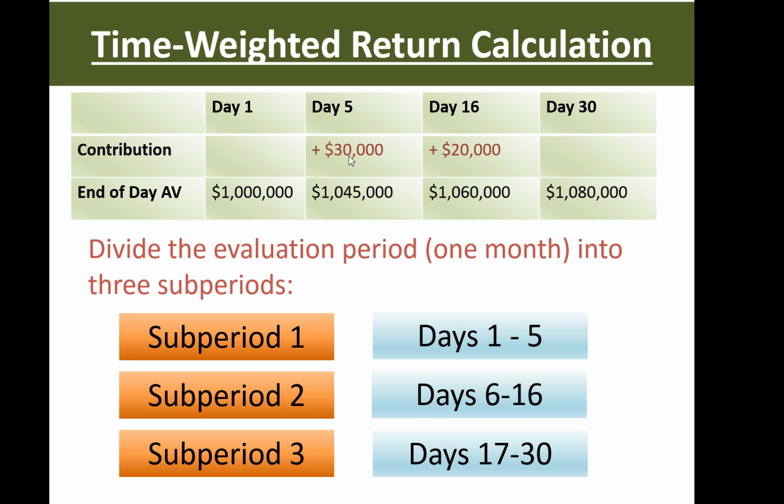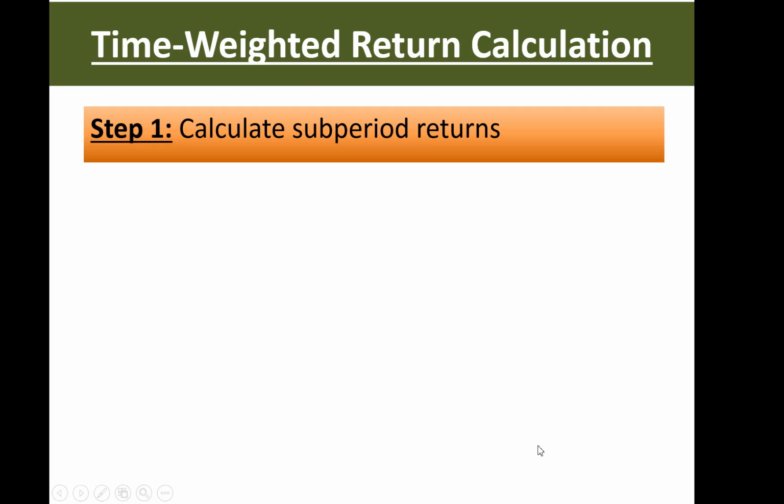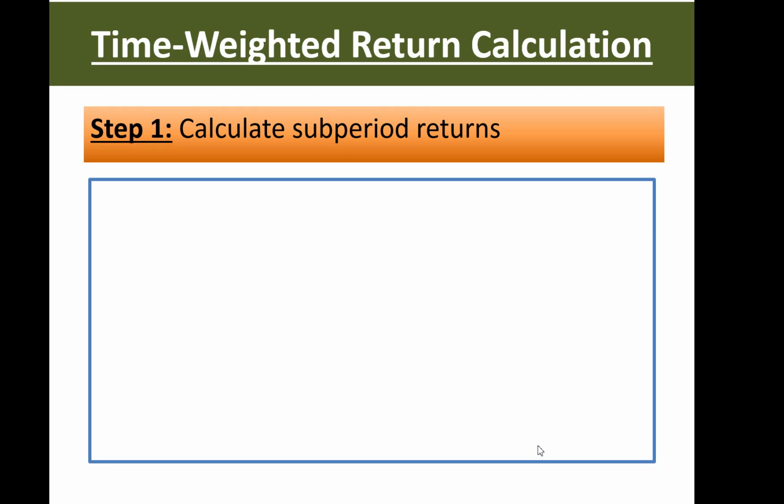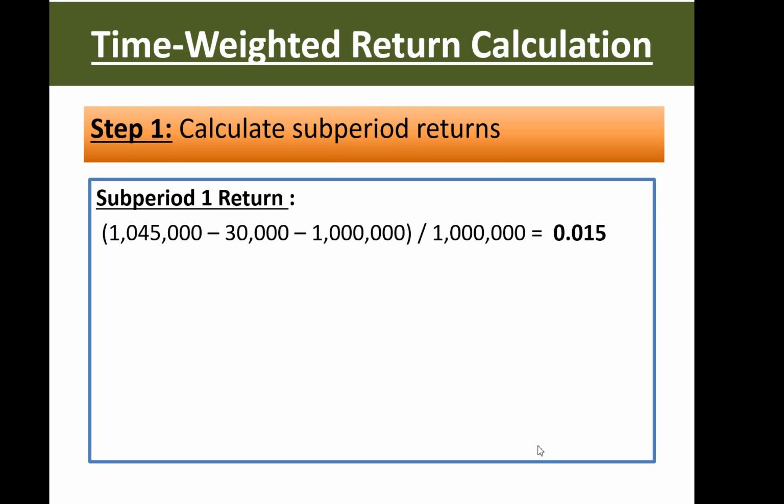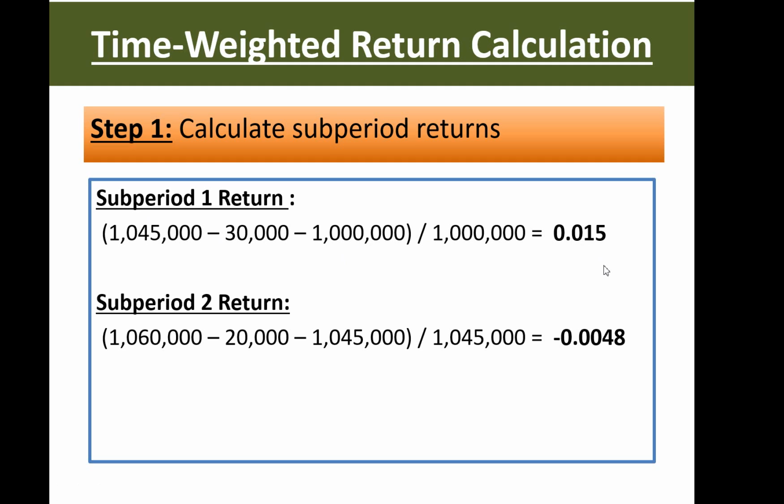And the same applies for when you're calculating the sub-period returns for days 6 through 16 and days 17 through 30. So, in this case, for sub-period 1, your return would be that 1.045 ending day account value minus the contribution that you made on day 5, and then subtract that starting market value, and then you end up with 1.5% or 0.015.